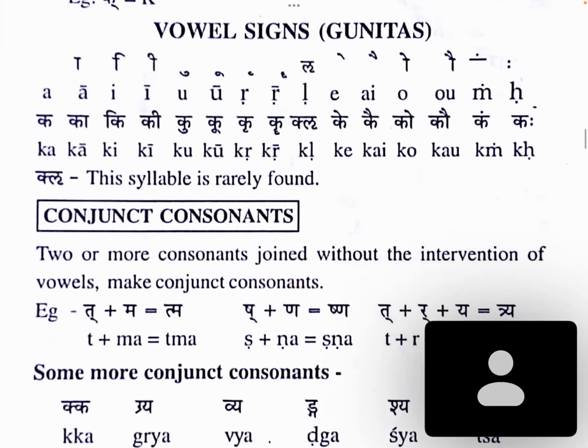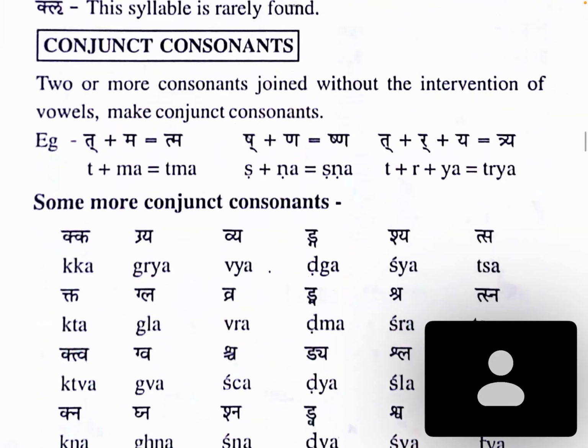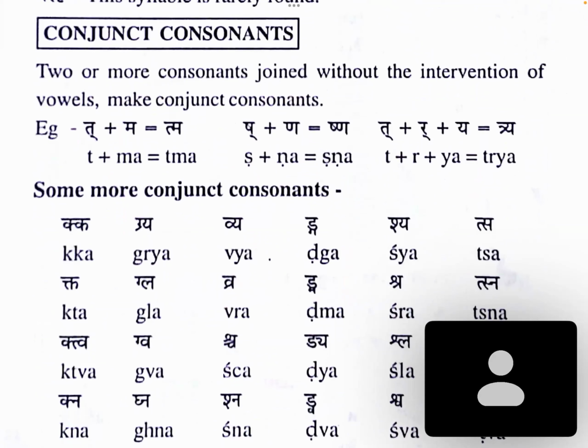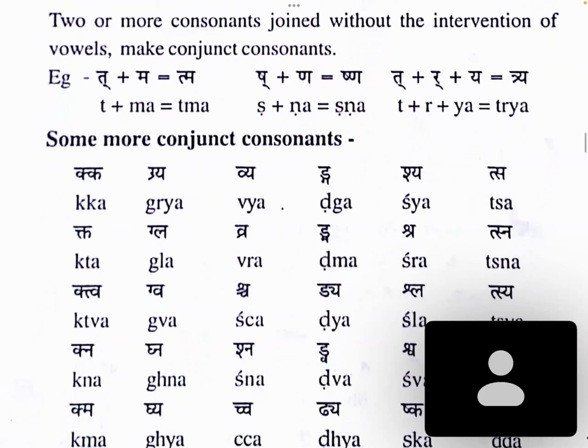Okay, but what is a conjunct consonant? When two consonants join together, when two vyanjana aksharams join together. Now, tma, shna, kshna, krishna, when you say it, it comes like that. I'll write and show after we finish. T, R, Y, traya. Ik, K, Ikta, Iktva, Ikna, Sivya, V.